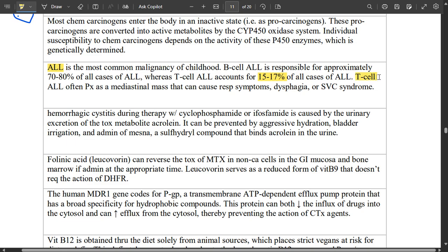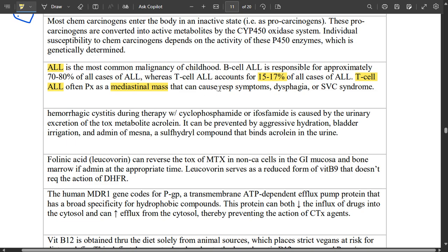T cell ALL is present in T cells that mature in the thymus. So T cell ALL often presents as a mediastinal mass. The thymus is present in the mediastinum, so it presents as a mediastinal mass. There's a lung on the side, esophagus on the side, and the superior vena cava on the side.